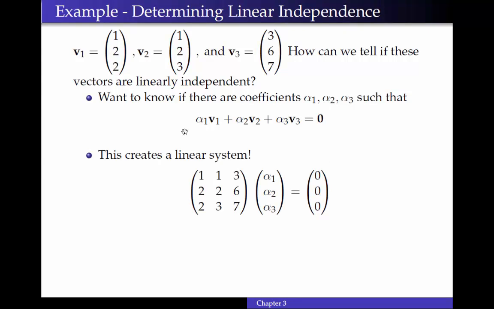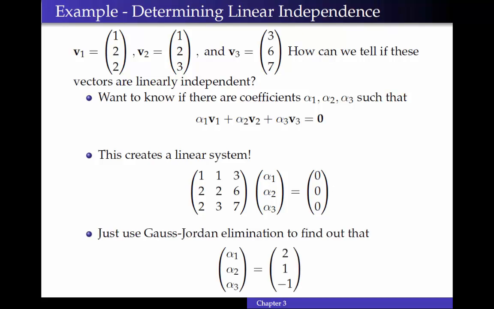Well, all that is a linear system, right? Anytime I have a linear combination of vectors, what I really have is a linear system. And so I can write that system out. I have v1, v2, v3 create the columns of the matrix, and then I have my coefficients, alpha 1 through alpha 3, and I set that equal to 0. And so I can proceed and solve this using Gauss-Jordan elimination.